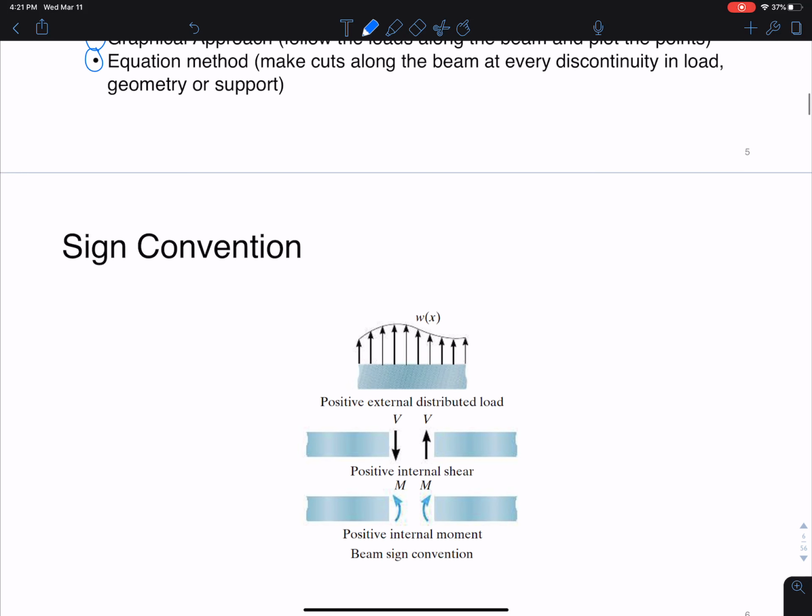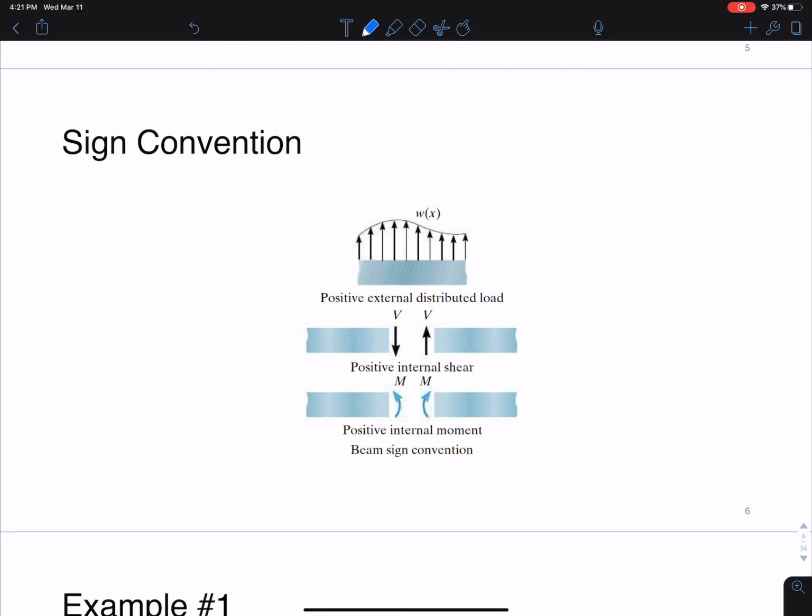So let's continue. This is actually also pulled from the book and from that shear moment PowerPoint that I posted online, but this is just to remind us that this is our sign convention that we generally use. So this would be positive shear, this would be positive moment, and actually this is positive distributed load, but we know typically our distributed load looks like this going down, and so that's why this would actually be negative W, okay?